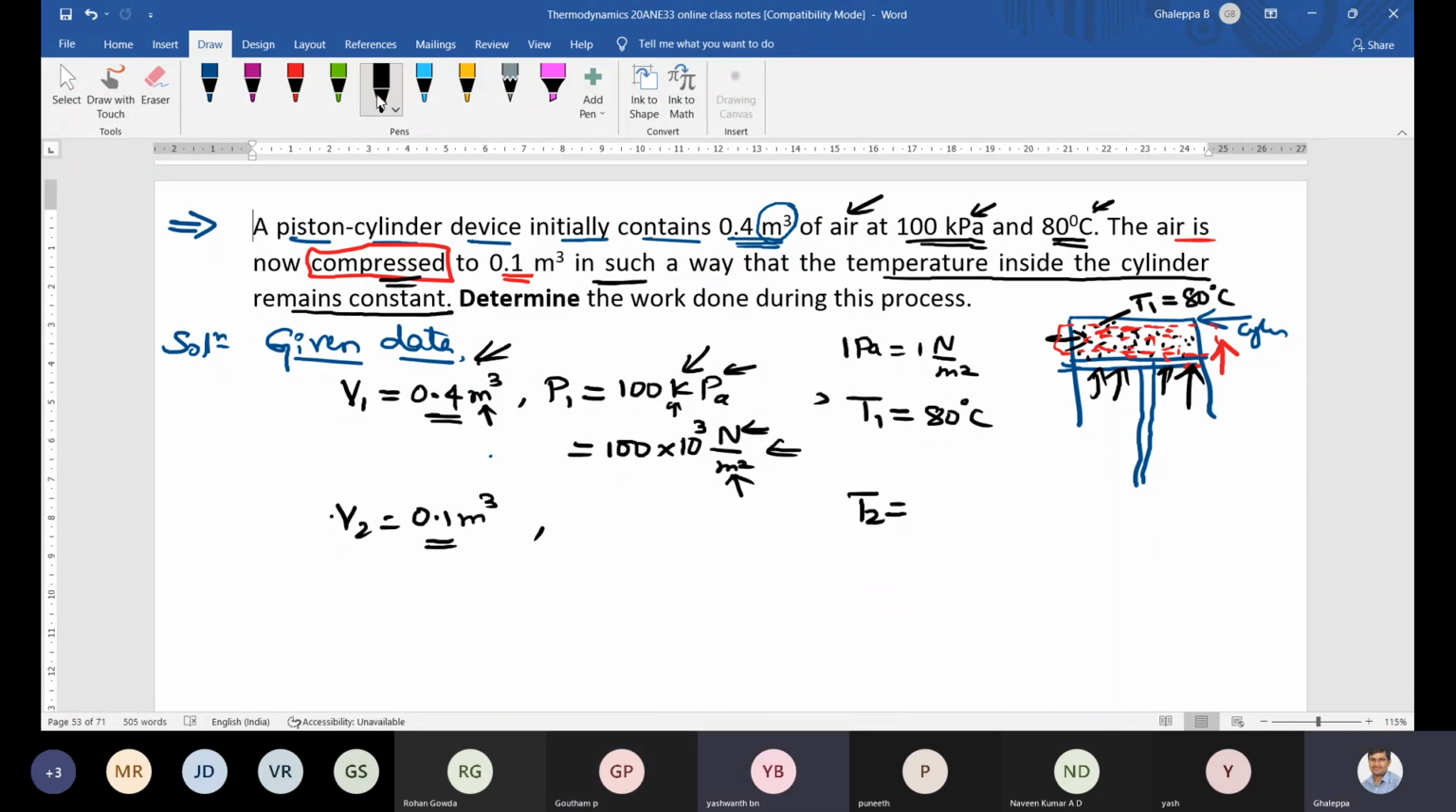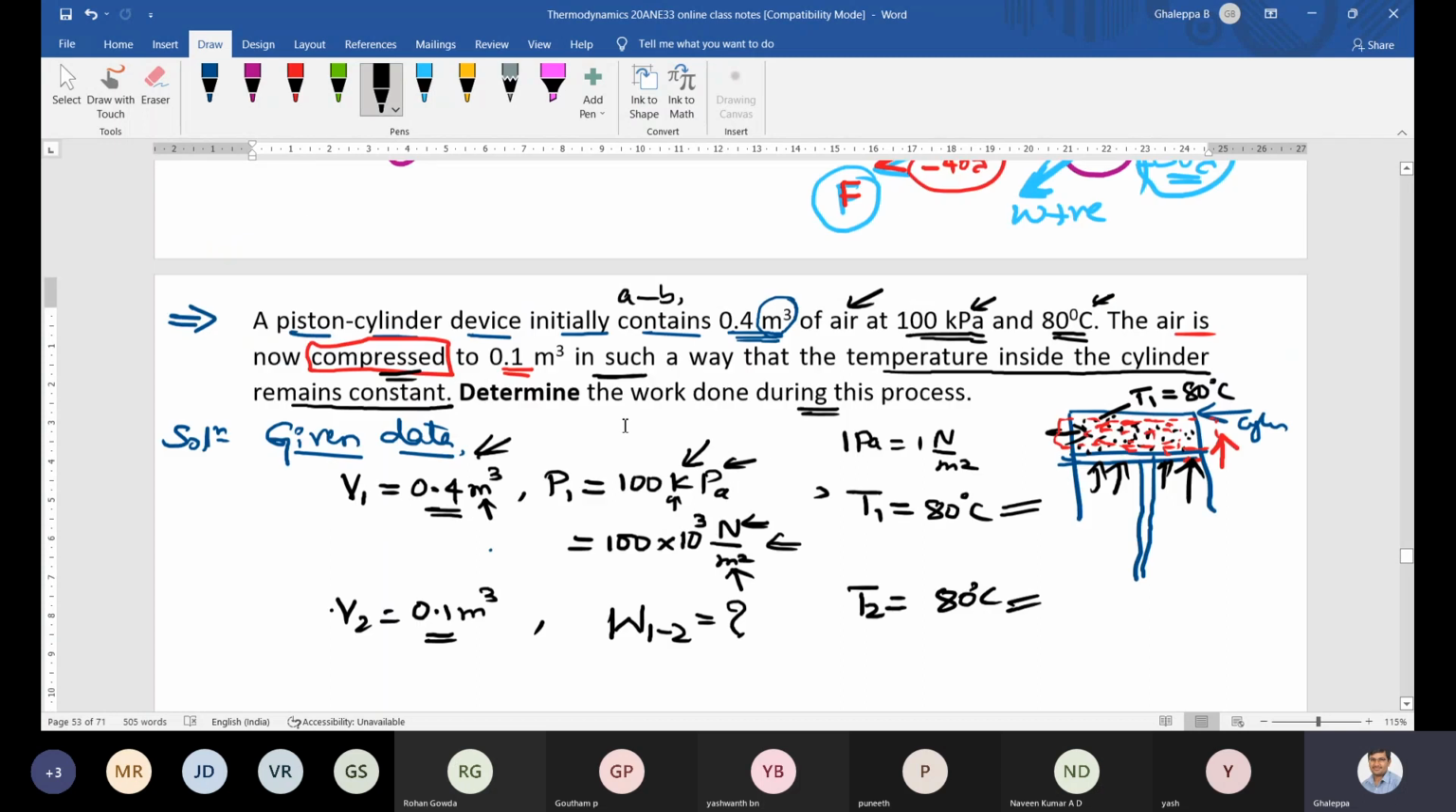80 degrees Celsius. So here is also 80, here is also 80. So determine work done during the process. He is asking work done during the process. He has not given A to B, 1 to 2, 3 to 4, not like that. So always I will choose 1 to 2.